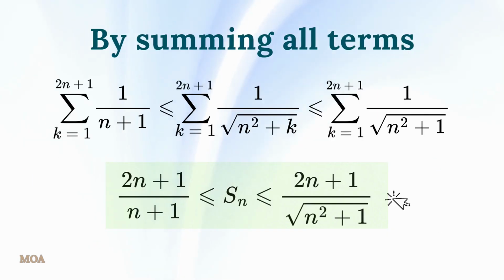Now, by summing these 2n plus 1 terms one by one, this yields the sum from 1 to 2n plus 1 of 1 over n plus 1 is less than or equal to S sub n, which is less than or equal to the sum from 1 to 2n plus 1 of 1 over the square root of n squared plus 1. This is equivalent to 2n plus 1 over n plus 1 is less than or equal to S sub n, which is less than or equal to 2n plus 1 over the square root of n squared plus 1.